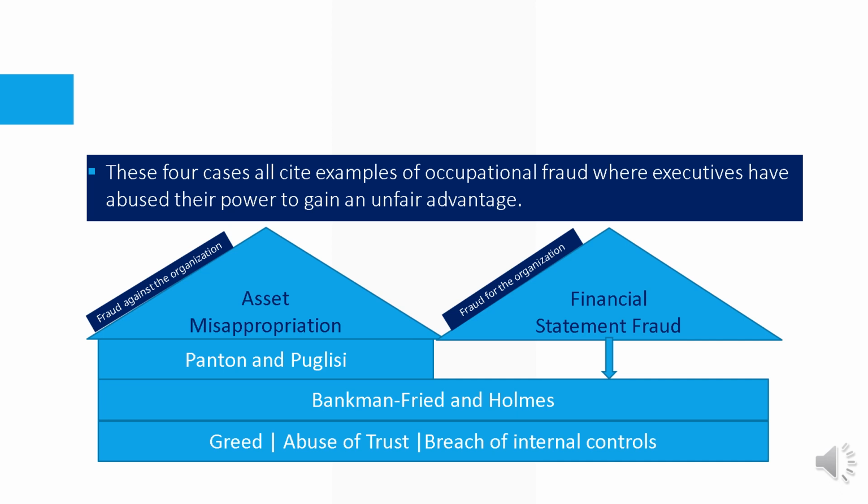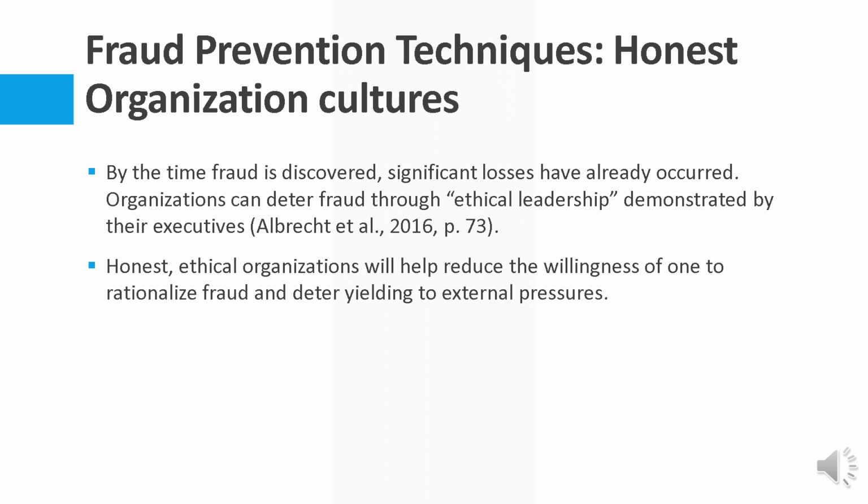So these four cases were all examples of occupational fraud. We can see that Bolt and Puglisi were involved in asset misappropriation, but Bankman-Fried and Holmes were involved in both asset misappropriation and financial statement fraud. In all four cases, the fraud was fueled by greed, abuse of trust, and it was because of a breach of internal controls. The aim of this research is to explore fraud prevention.